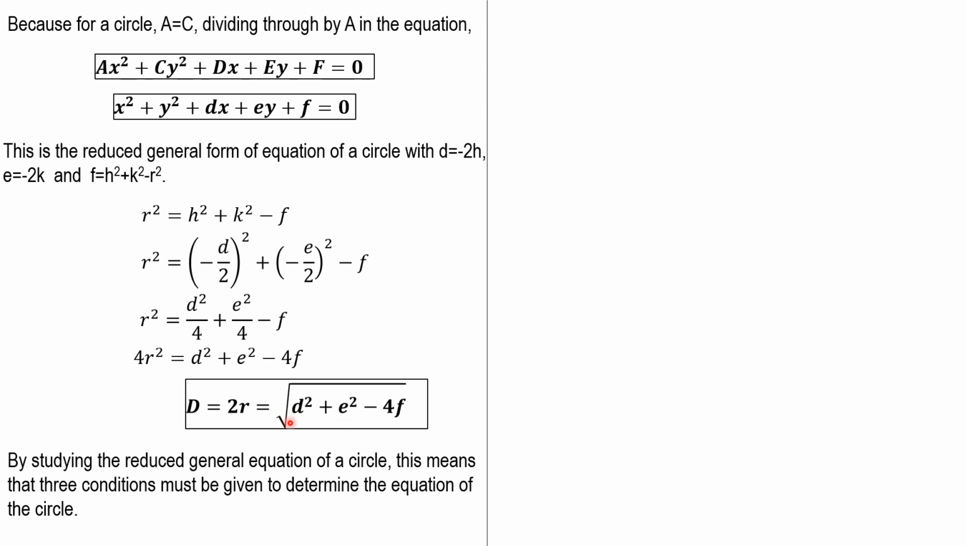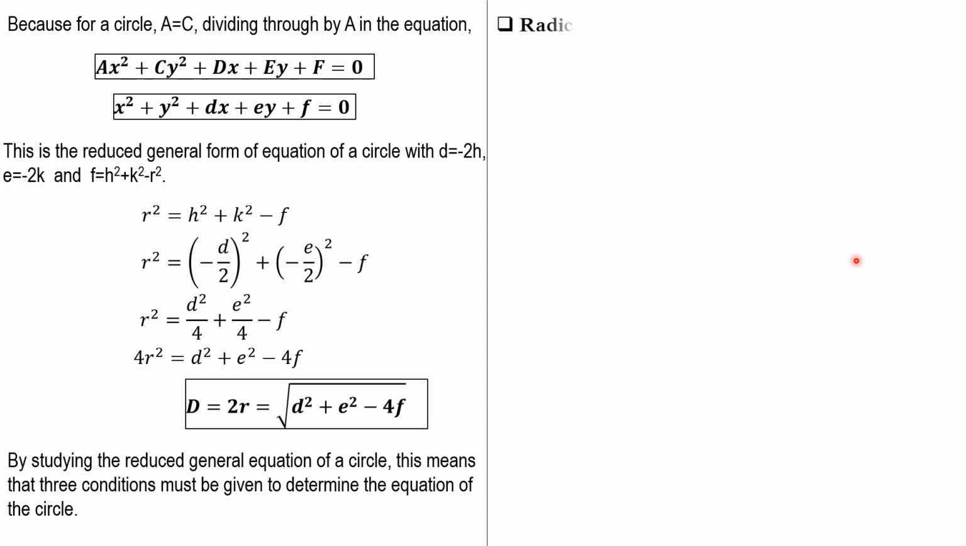So that's it. So the diameter is, after we reduce the general equation of a conic to the equation of a circle, where a equals c, so x squared plus y squared plus small d times x plus small e times y plus f equals 0, the diameter, or 2 times r, is the square root of the square of the coefficient of x, plus the square of the coefficient of y, minus 4 times the constant in this equation here.